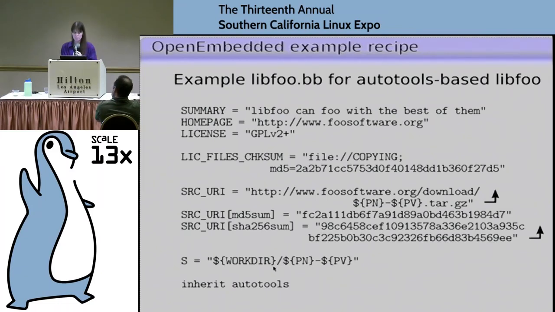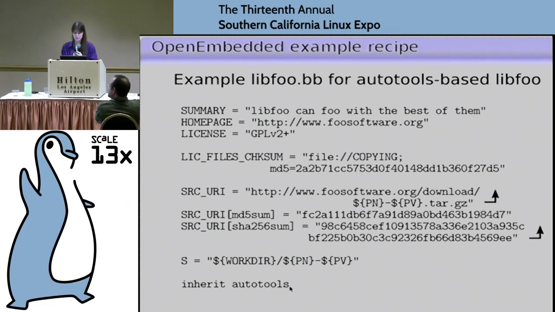So suppose this file was saved to libfoo_2.3.bb, then it would say, okay, PN is libfoo and PV is 2.3. A lot of packages use that convention, but it's just a convention, and it can easily be broken. So you might have to specify something different for this S, which is how do I find the unpacked source.